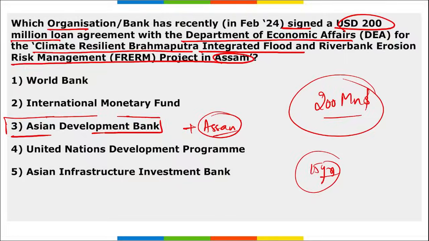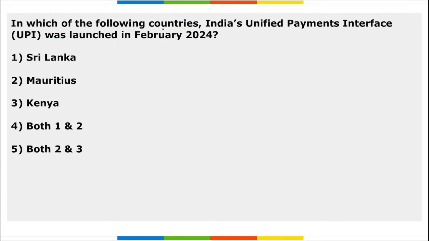Correct? Next, in which of the following countries was India's UPI launched in Feb 2024? So both 1 and 2, that is both in Sri Lanka and Mauritius, India's UPI was launched. Correct? Even at the Eiffel Tower in Paris, France, India's UPI is being used.